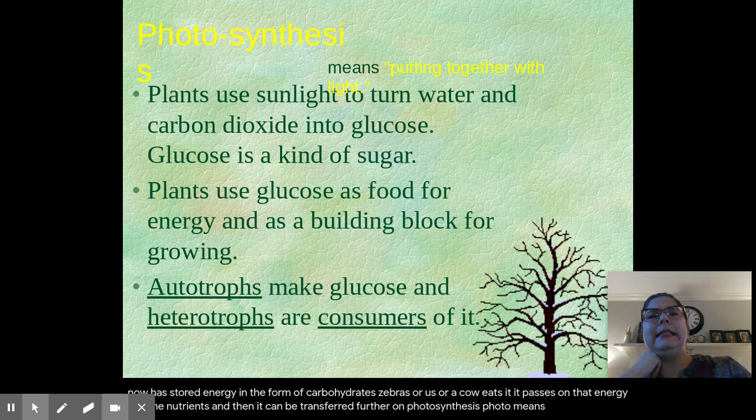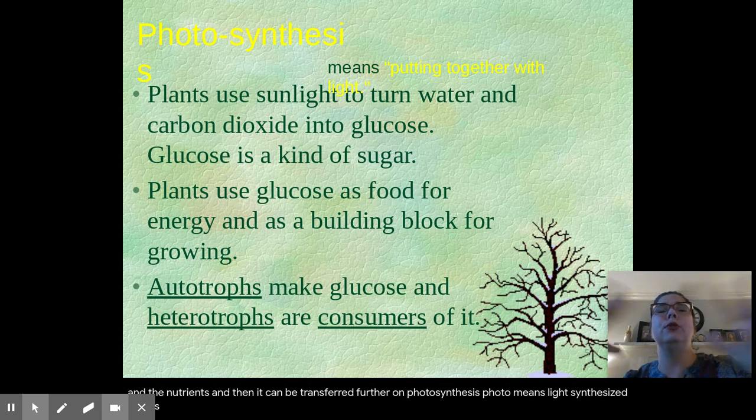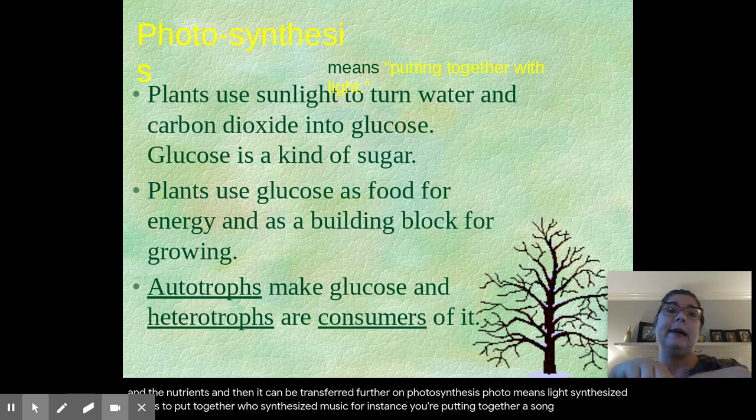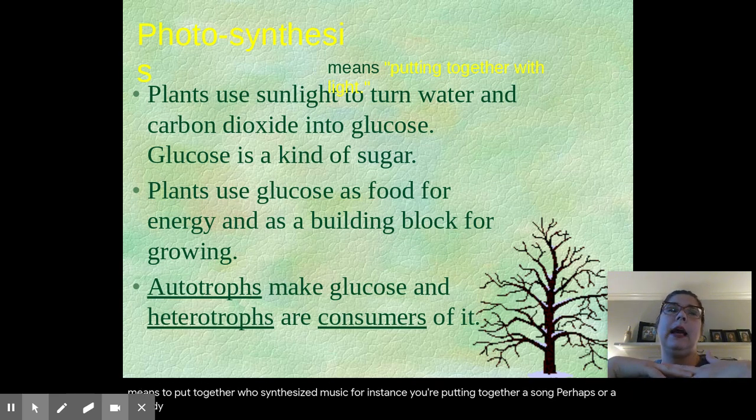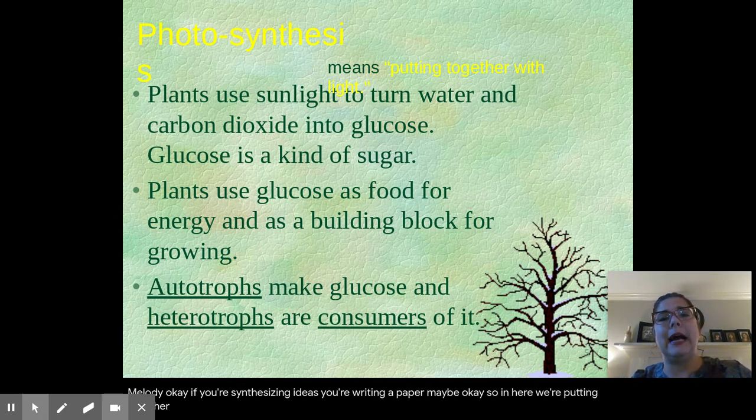Photosynthesis. Photo means light. Synthesize means to put together. If you synthesize music, for instance, you're putting together a song, perhaps, or a melody. Okay. If you're synthesizing ideas, you're writing a paper, maybe. Okay. So in here, we're putting together with light. Plants use sunlight to turn water and carbon dioxide into glucose. It's like the energy that's needed to jumpstart it.